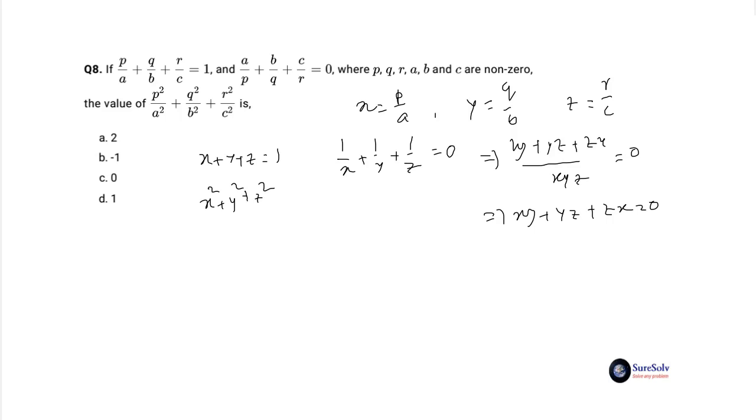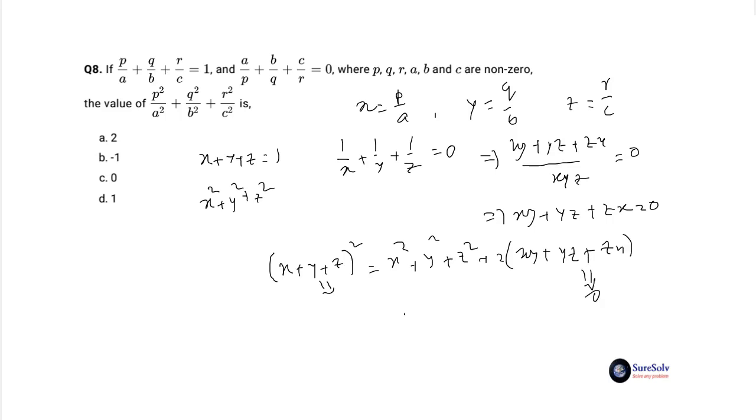From the well-known formula of x plus y plus z whole square, we get x plus y plus z whole square equal to x square plus y square plus z square plus 2 times xy plus yz plus zx. This is 0 and this is 1. So x square plus y square plus z square, which is p square by a square plus q square by b square plus r square by c square, equal to 1. Answer is option D, 1.